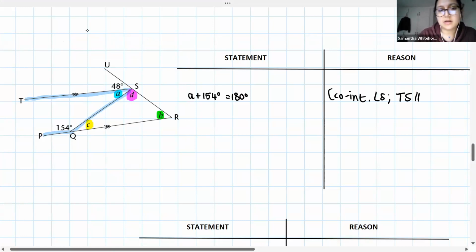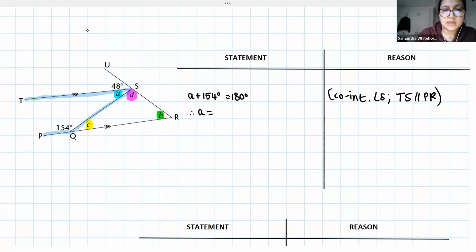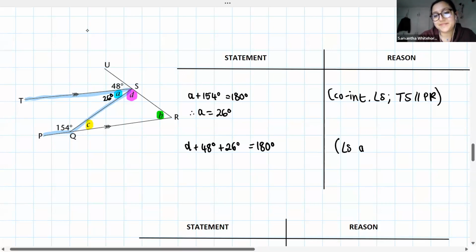PS is parallel to PR, and so A is equal to 26 degrees. Yes, ma'am. Perfect. Okay, so do D again for us. Then I said 48 plus 26 plus x is equal to 180. Perfect. So guys, now that we do know what A is, we can use the 180. And Chantal, your reason there again? It is angles on a straight line.